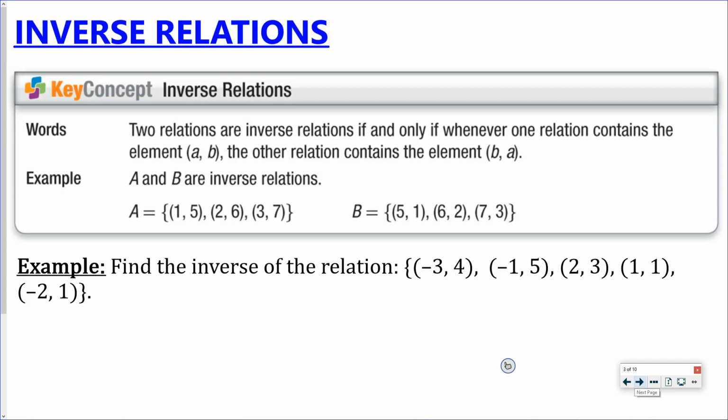I screenshotted this from your book. If you have an ordered pair A, B in your original function or relation, in this case set A, then its inverse is going to contain B, A. All right, so look at these two sets here. A and B are inverse relations. The point 1, 5 becomes the point 5, 1. The point 2, 6 becomes 6, 2. 3, 7 becomes 7, 3. Everybody see that?